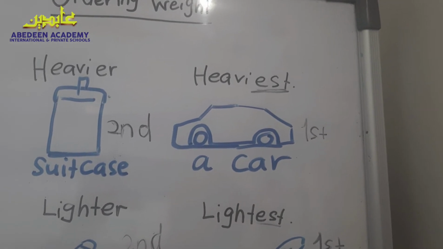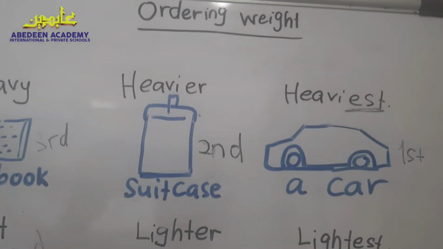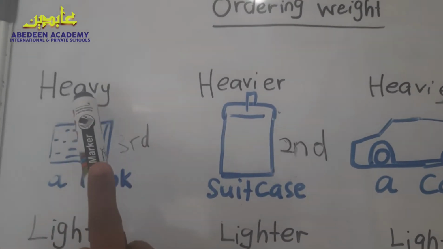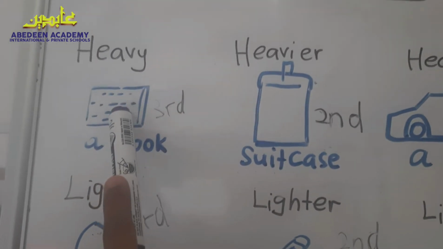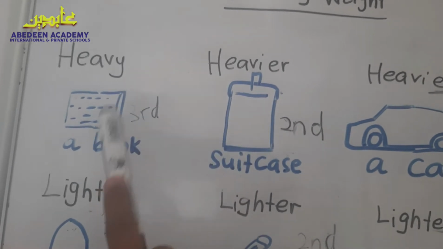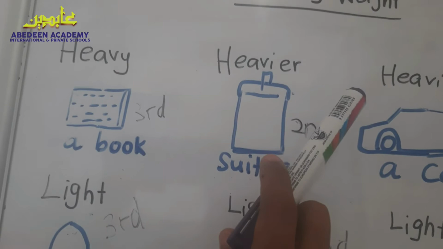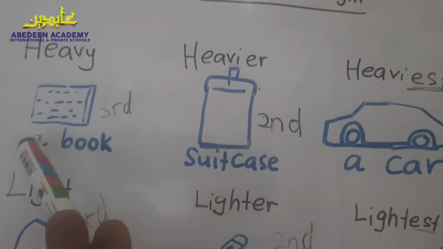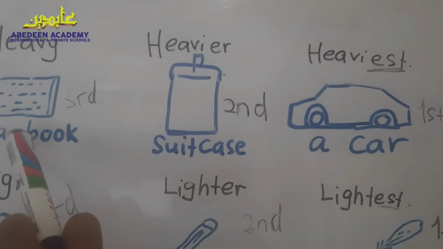Remember, if you want to explain or talk about one object, for example, if I want to talk about a book only, I'm gonna say this book is heavy. Done. Right? But if I want to compare a book and a suitcase, I want to talk about these two, I'm gonna use heavier. Which one is heavier? Okay, a suitcase is heavier than a book, right?